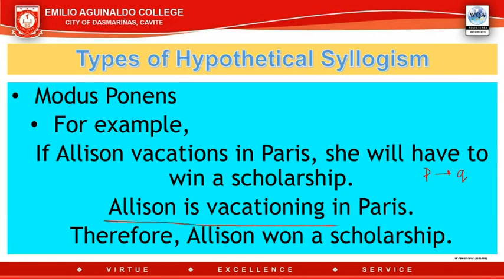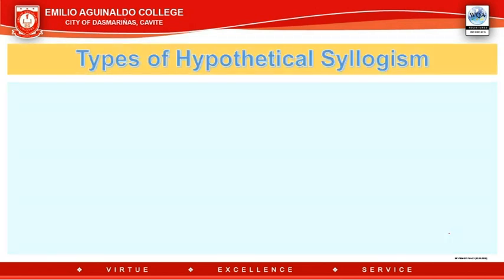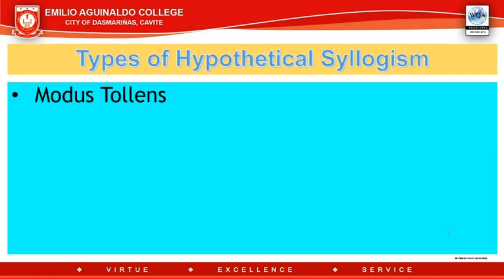Alison is vacationing in Paris. It means that P happened. Therefore, Q happened, or Q will likely happen. So this is what we call modus ponens. On the other hand, there is another type of hypothetical syllogism, which is modus tollens. This is a little bit different from modus ponens based on the form.